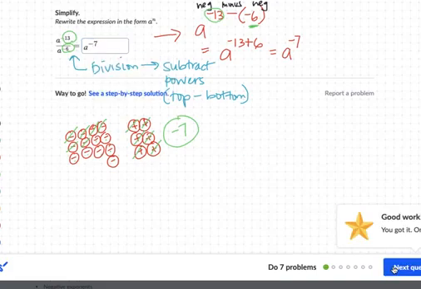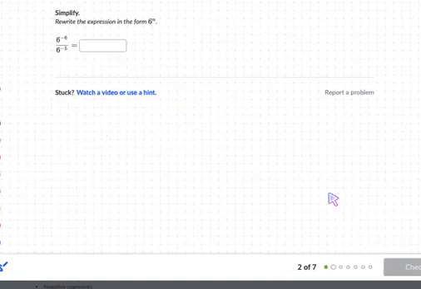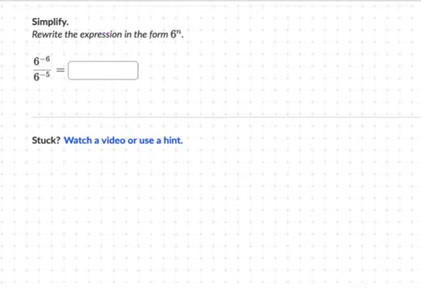A to the negative 7th power. Okay? Let's try another one. So here we have 6 to the negative 6th power divided by 6 to the negative 5th power. Go ahead and pause the video, see if you can solve it on your own.